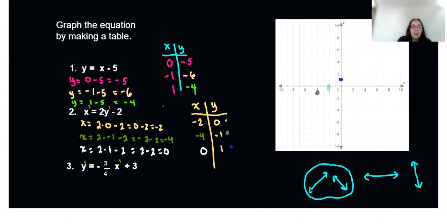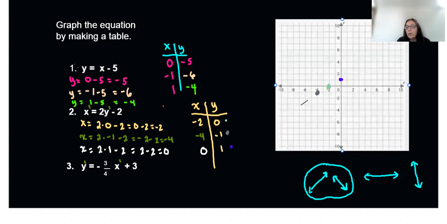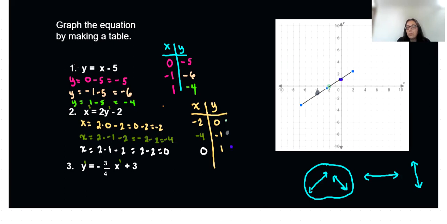Now, when we connect those dots, we're going to have an oblique line. Boom, it goes right through them.